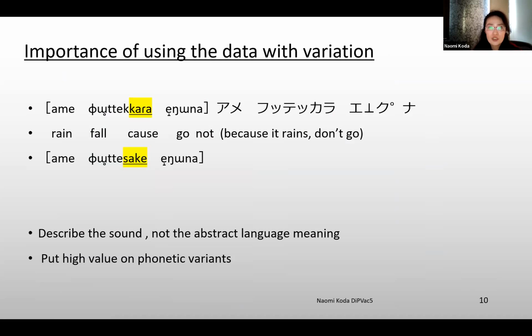Importance of using the data with variation. For example, if we say 雨降ってから行くな, rainfall cause go not, because it rains, don't go. But in the West area, people say 雨降って酒行くな. So it's important to describe the sound, not the abstract language meaning. Put high value on phonetic variants.